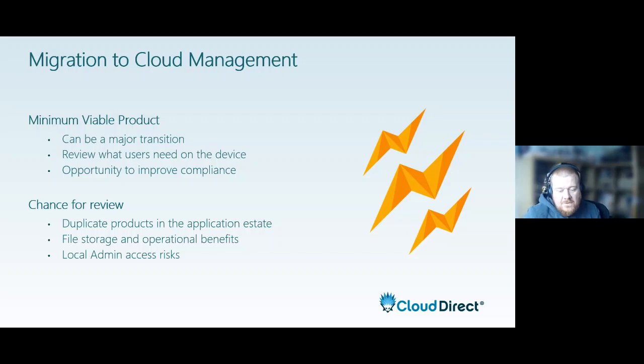Can we look at our file storage and whether there are any operational benefits? So if we're moving management of devices to the cloud, can we also move some of our file storage, if we haven't already, and remove that reliance on the on-premise domain, VPNs, etc., and just give people a simpler way of working? And then we can also look at things like local admin access risks. So how are we ensuring that people have the access to do what they need to do on their device without providing too much access? And coming in some of the future developments within Intune is the ability to use localized just-in-time admin to allow people to do certain tasks.